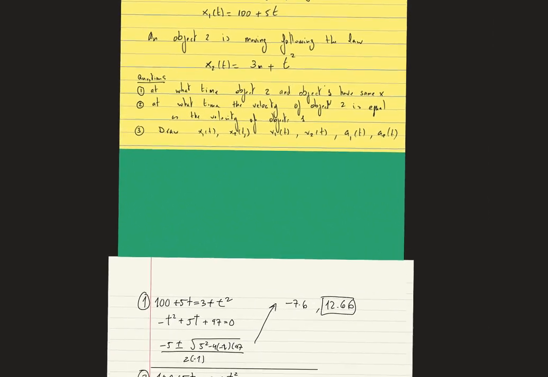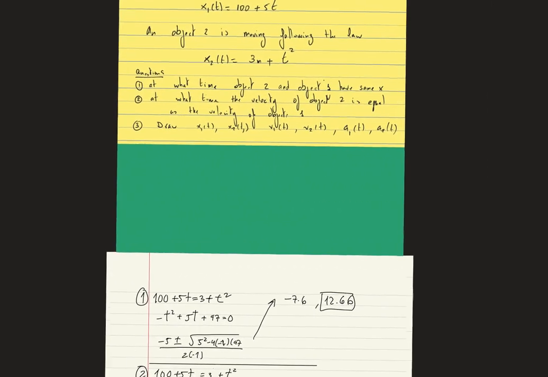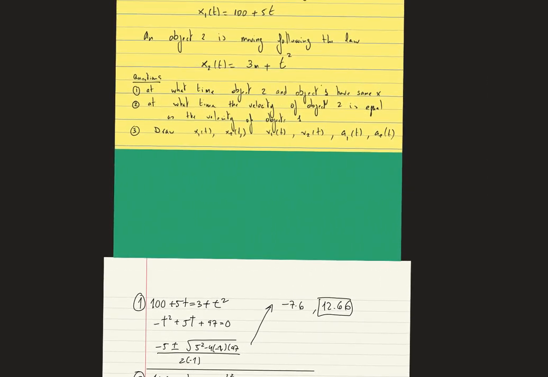So we have here, we put the first equation equal to the second equation, because we have to see at what time they have the same x. Both of them have the same x, so both of them have to be equal to each other.